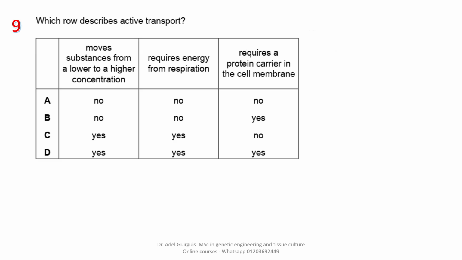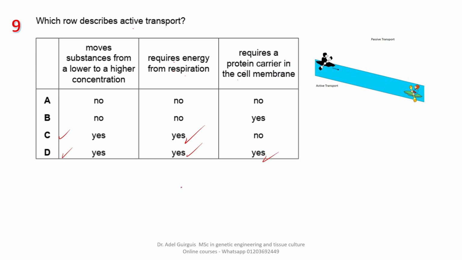Number 9. Which rule describes active transport? Firstly, active transport moves substances from a lower to a higher concentration, against the concentration gradient, up the concentration gradient. So the answer is either C or D. What about energy need? Active transport requires energy from respiration. Yes. It requires a protein carrier in the cell surface membrane. Yes.